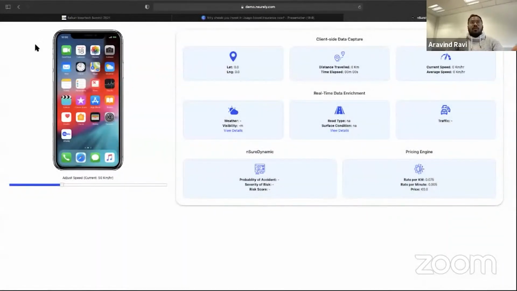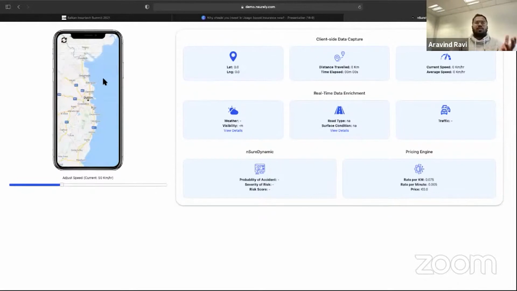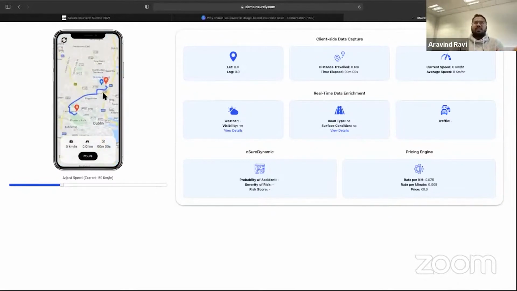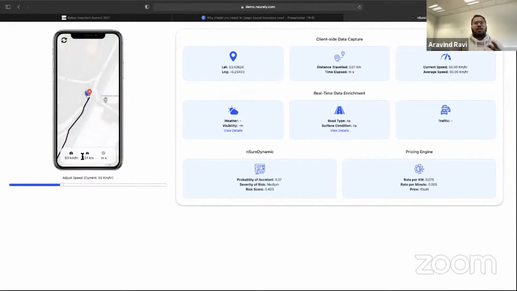So what you see here is a simulated environment wherein we are trying to simulate a journey, and see how we can put the data that we are extracting from the user, as well as from alternative data sources, into the pricing component. So let's quickly go ahead and create a simulated journey from a point A to B somewhere in Ireland.